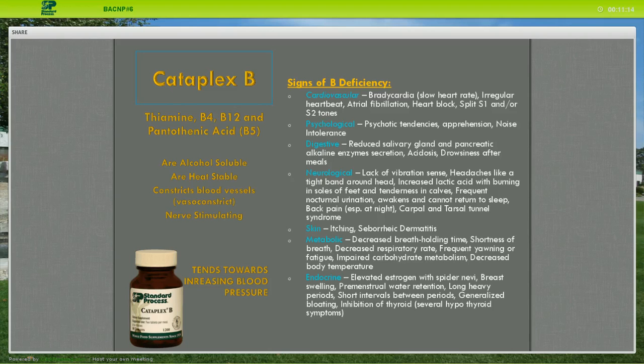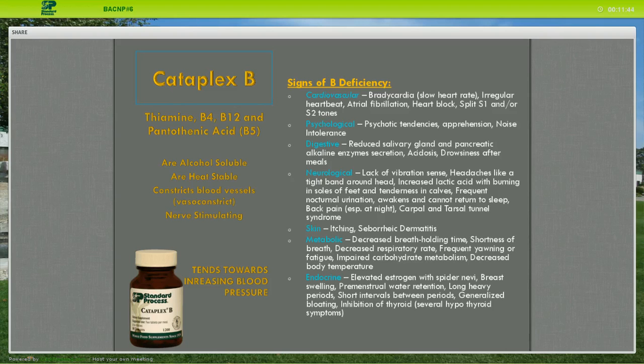They tend to wake up more often at night to urinate. They wake up and they can't get back to sleep. They get back pain and carpal tunnel type symptoms. So again, a lot of neurological pain stuff. Virtually all the B vitamins, not only Cataplex B but Cataplex G as well, we're going to see some skin aberrations a little bit more with the G, but also with Cataplex B, we tend to see predominantly itching or simple dermatitis.